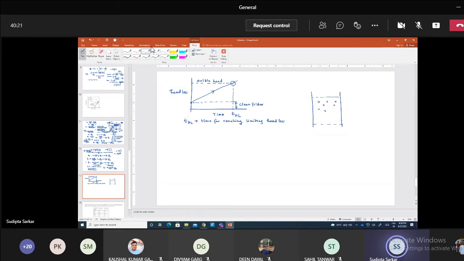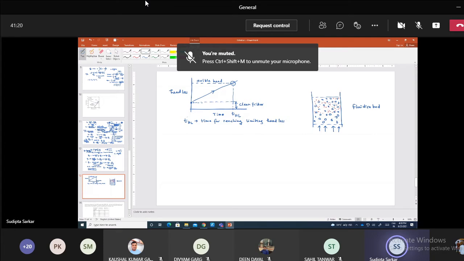So you have the filter and the particles deposited inside the bed. Suppose these are the sand particles, and these are the contaminant particles which have deposited within the bed. Now we make the velocity such that everything becomes a suspension. The weight of the filter is now not there, and we fluidize this bed so that the particles are not touching each other.